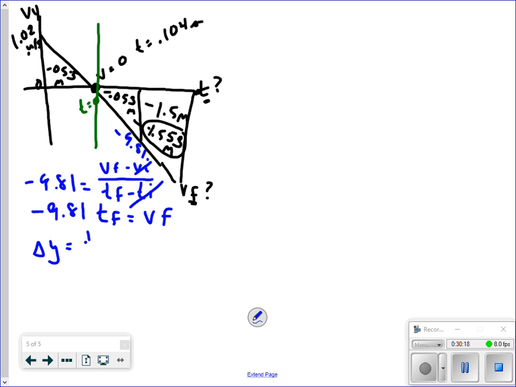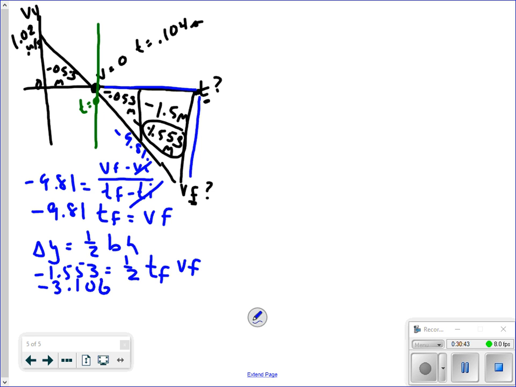Delta y equals 1/2 base times height, negative 1.53. 1/2 the base is here. Again, we're assuming that we started over, so I'm just going to say TF. And then this is my height of VF. I've got a little bit of this calculated out here so we can make it easier. 3.06 equals TF times VF. All I did there was multiply both sides by 2 and get rid of the 1/2, or you can do the same thing by dividing by 1/2. It's identical, so up to you.